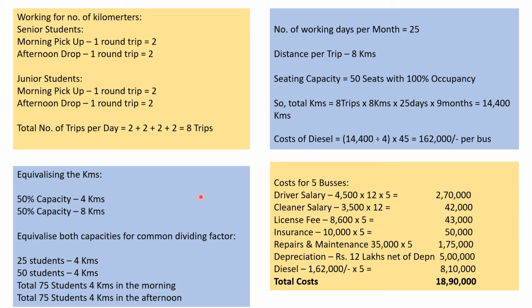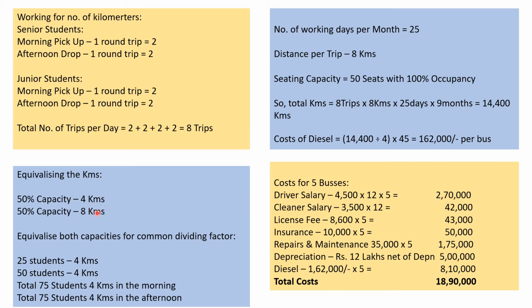Whatever the school bus capacity, if it is 50 and it is operated with 100% capacity, then we directly take 4 kilometers for 25 students and 8 kilometers for 25 students. If they say the bus is being operated at 75% occupancy, then we have to multiply with 75% and then arrive at passenger kilometers. But here it is operated at 100% capacity. So the total bus capacity is 50 students. So 25 people travel for 4 kilometers. This is also given in the problem, and 25 students travel 8 kilometers.